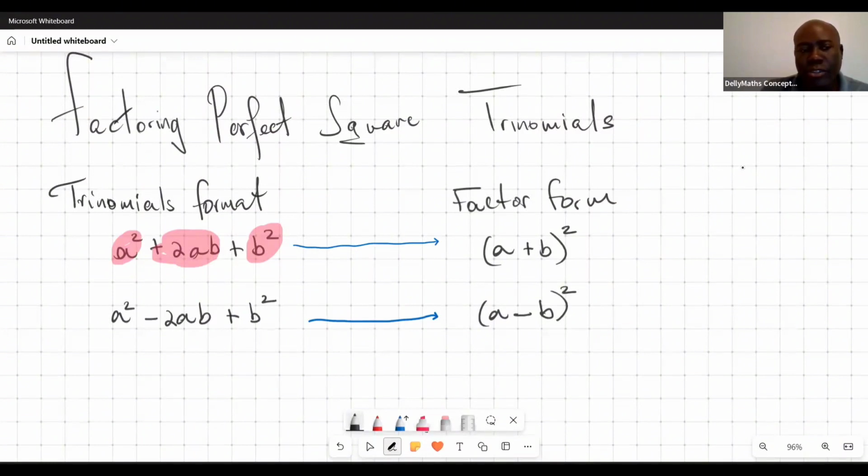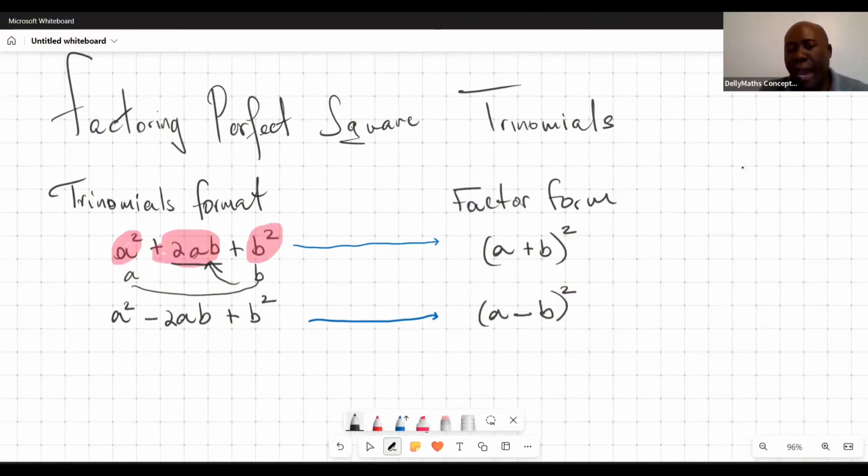For example, if you ask yourself, what is the square root of a squared? You're going to get a. What is the square root of b squared? You're going to get b. In the middle, it's a combination of 2 times a times b. So a times b times 2 is always in the middle. That is a way in which you can identify your perfect square trinomial.